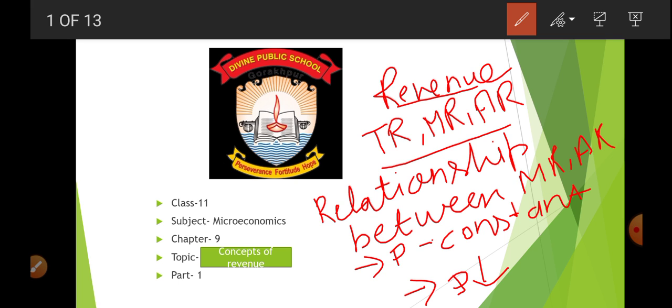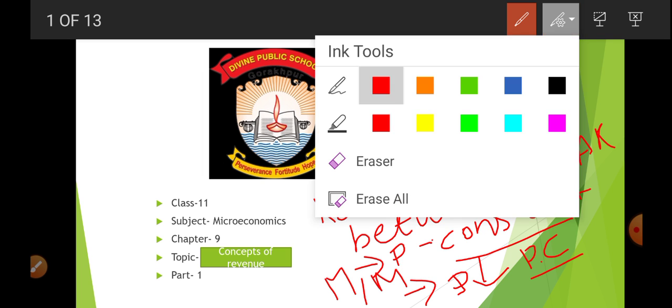Okay, first of all we are going to learn about concept of revenue with the help of total revenue, marginal revenue and average revenue. After that we are going to learn about relationship between AR and TR. Okay, within two conditions: when price is constant, that is, perfect competition, and when price decreases, that is, we are going to study monopoly and monopolistic. Okay, so let me start it.